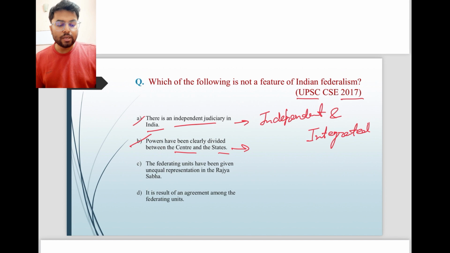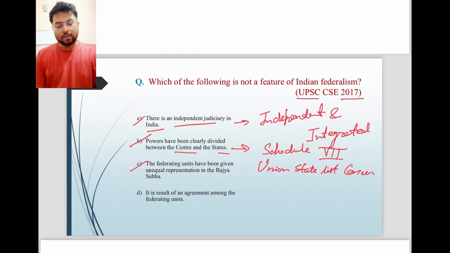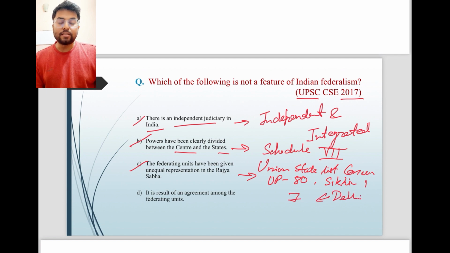And for this, you must remember Schedule 7: the union list, state list, and concurrent list. Okay. Third point, the federating units have been given unequal representation in Rajya Sabha. That is also true. As I said, UP has 80 seats in Rajya Sabha, whereas Sikkim has only 1 seat. The area of Sikkim is larger than Delhi, but Delhi has 7 seats. So totally unequal representation. And how they define the representation, we will study when we study Rajya Sabha.